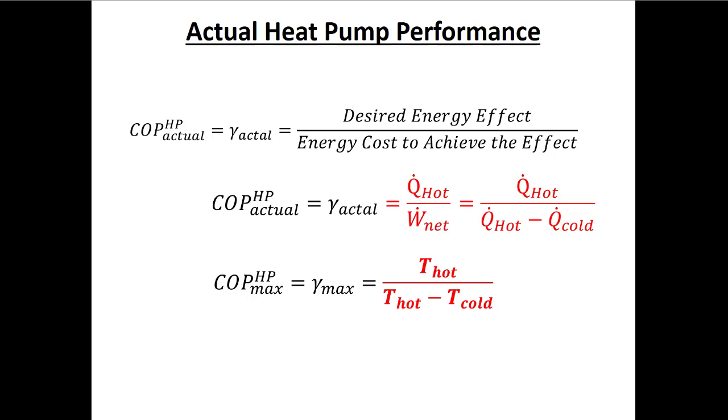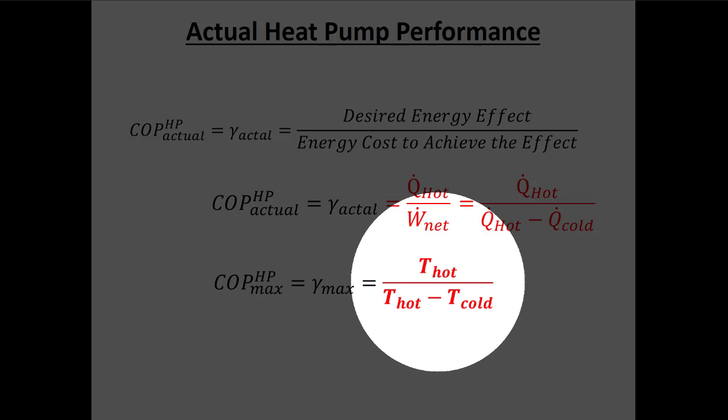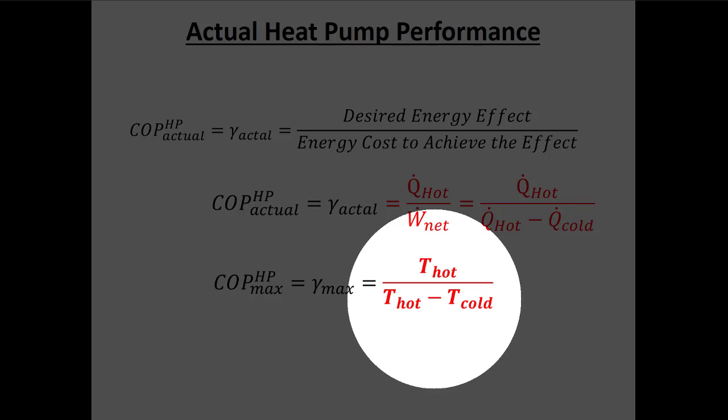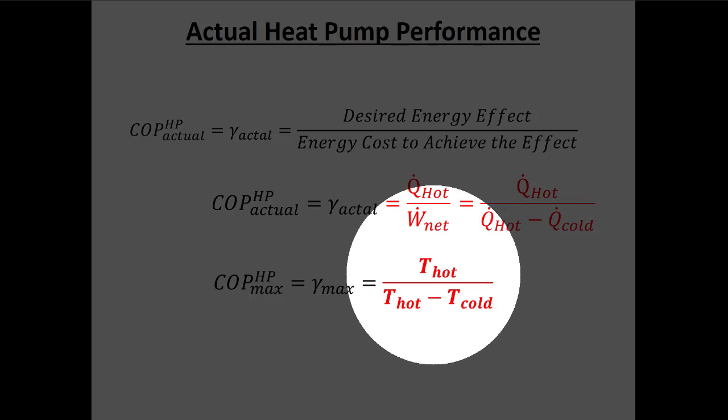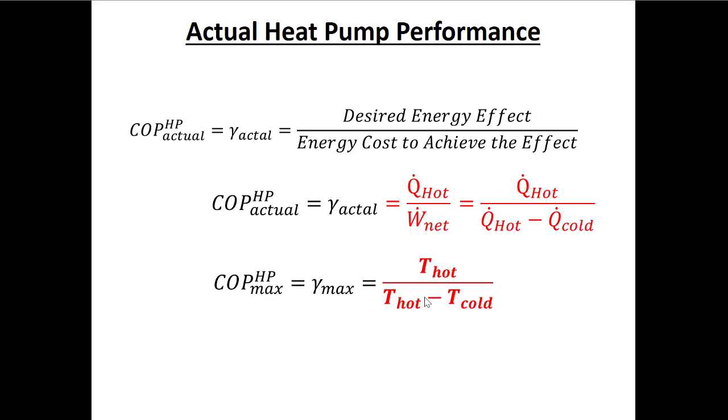But if I want to talk about a Carnot heat pump, or if I want to talk about my maximum possible coefficient of performance given these temperatures, then I can change this ratio of Q dots into a ratio of temperatures. Again, here we have a temperature that stands alone. So on top here, you've got to use Kelvin or Rankine. On the bottom, it doesn't really matter because it's a temperature difference. So you could use either Celsius or Fahrenheit or Kelvin or Rankine.